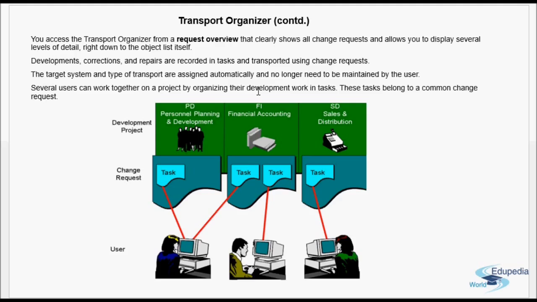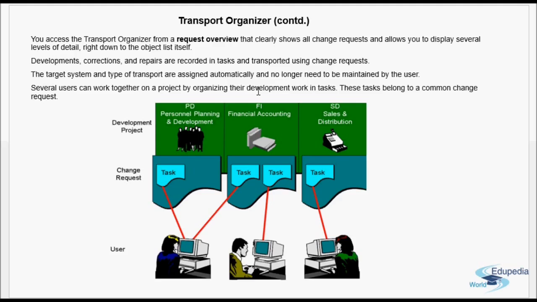Now, the target system and the type of transport are assigned automatically and no longer need to be maintained by the user. Several users can work together on a project by organizing their development work in tasks. These tasks belong to a common change request.